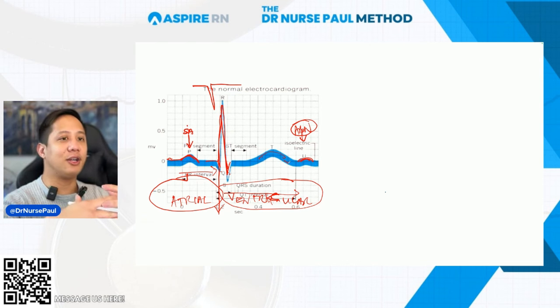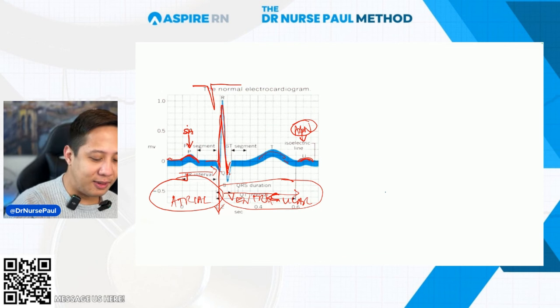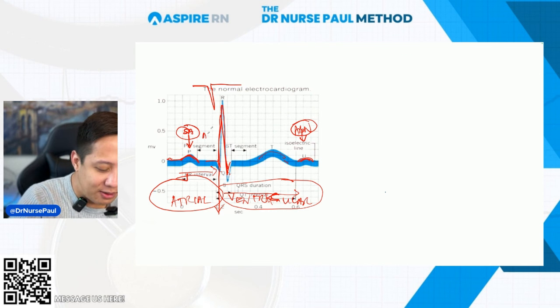Now let's connect it to your conduction system. Again, SA node, listen to me first, and then we're going to recall later. SA node talks about the P wave. AV node talks about the PR interval, and your Purkinje fiber.